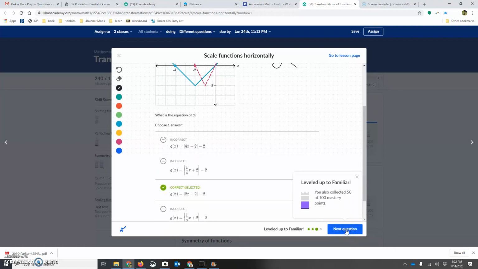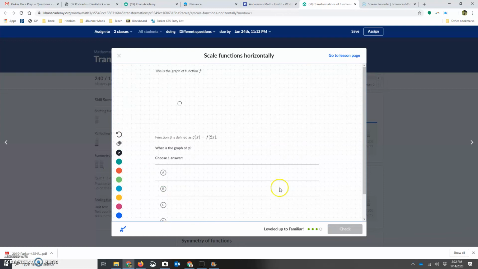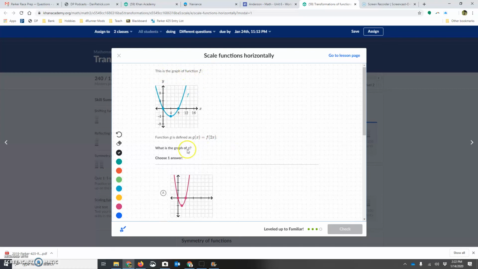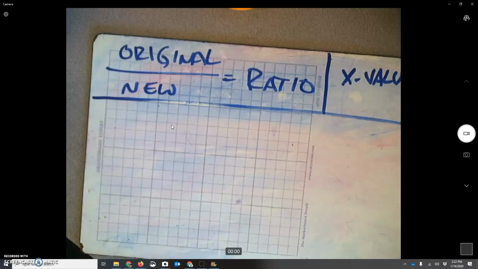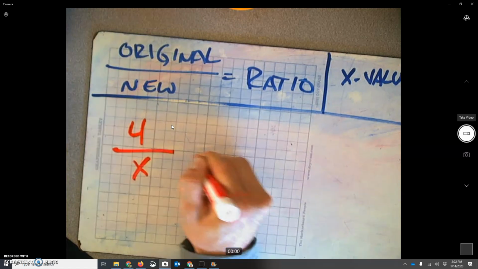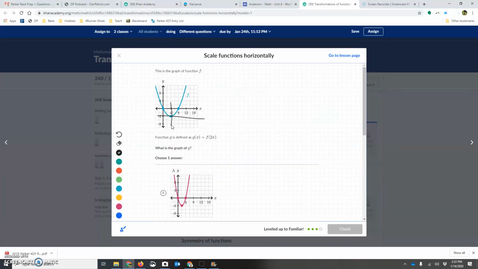All right, and last question. Okay, function g is defined, so it looks like we're going to have a factor of 2 here. Okay, so we have a graph, and our new graph has a 2 out in front, so our ratio is 2. So let's pick a value. I'm going to get off of 0. Okay, 0 can be dangerous. So I'm going to go to the negative 4. Our original value at negative 4 is 4. So that's going to go on top. Our new values are unknown, and our ratio, I forgot what it was, is 2.